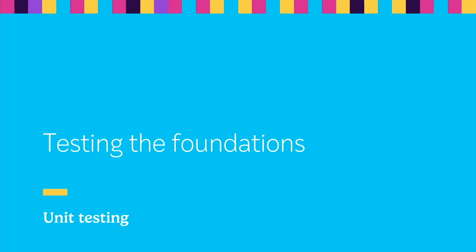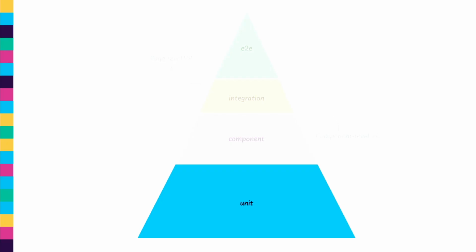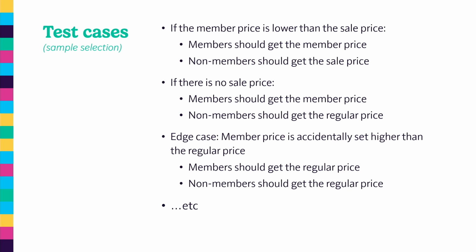So the way I start with that is our unit test, our foundation. We start from the bottom up. And so we need to translate those requirements I've just described into test cases. And some examples of how we might phrase that, and there's a lot more than this obviously, it's just to give you an idea, is things like if the member price is lower than the sale price, members should get the member price, non-members should get the sale price. If there's no sale price, this is what should happen.